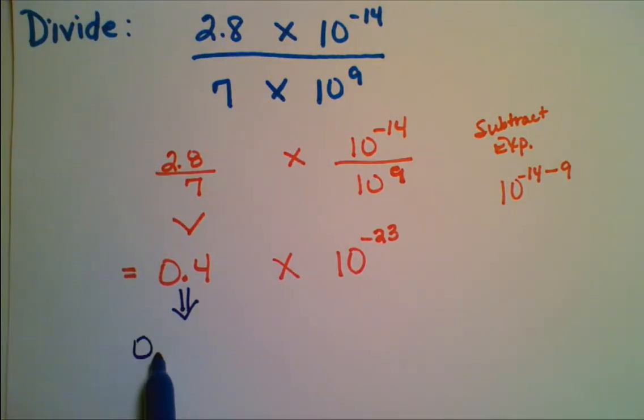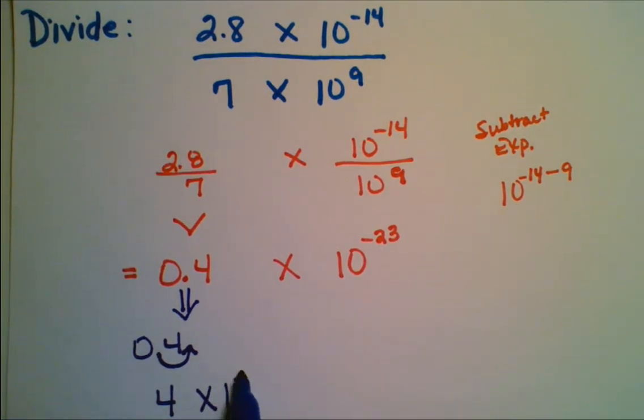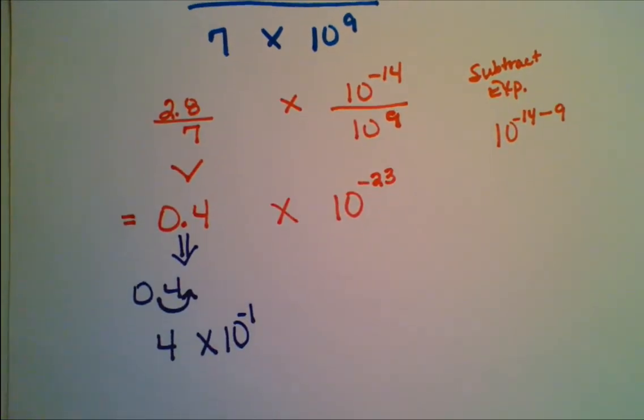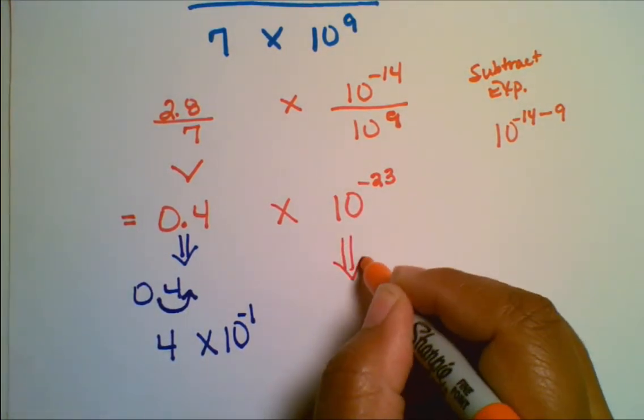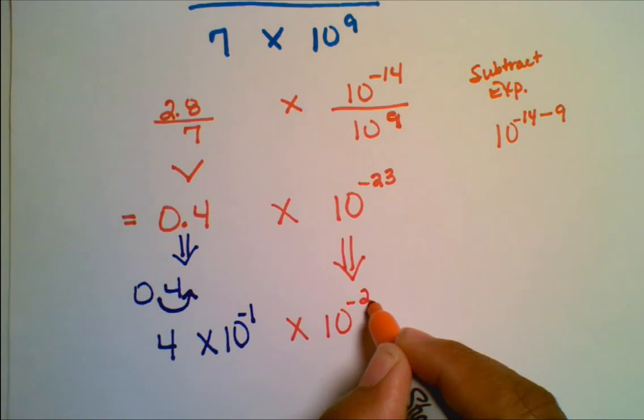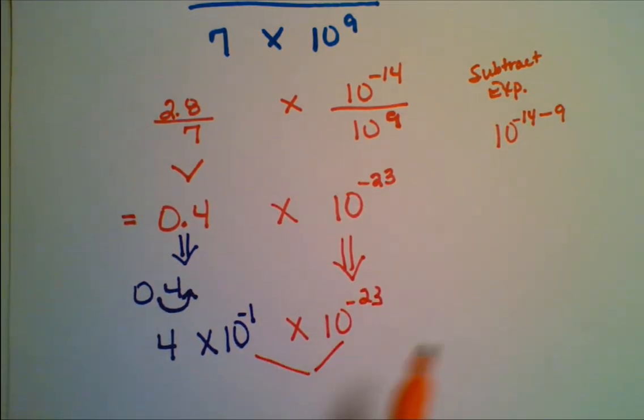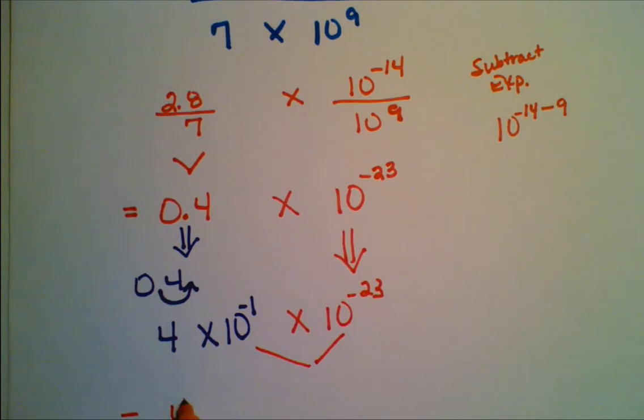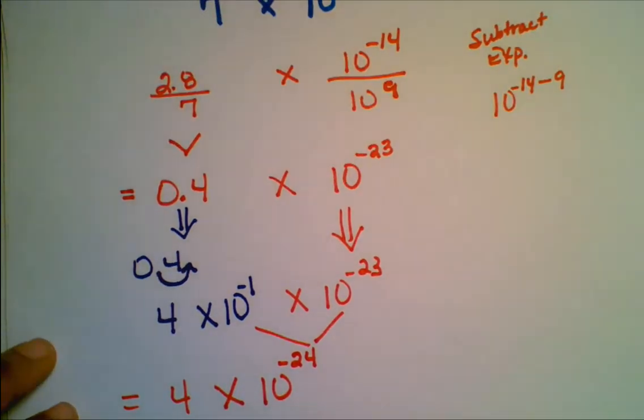So this 0.4, we're going to move the decimal point over one space to the right. And then this becomes 4 times 10 to the negative 1 power. And because it's negative 1, it's because this 0.4 is less than 1. Bring down the 10 to the negative 23. Your exponential component, 10 to the negative 1 times 10 to the negative 23. Add the exponents. And our answer is 4 times 10 to the negative 24 power.